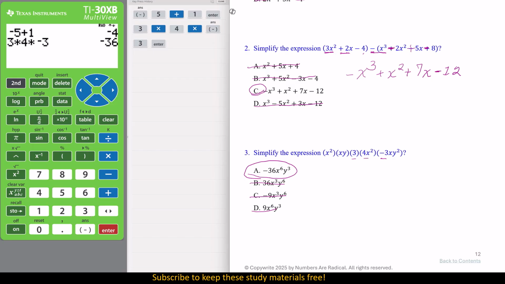Now let's see. There's an x squared. We have to add all of the exponents for the x's. So that's a 2, 3, 4, 5, 6. So that would be x to the 6. Yes, I believe that. Now let's add up all of the y's. So we have 1 here, and 2, 3. And then we have y to the third. So I would agree with option A. All right, let's go to number 4.